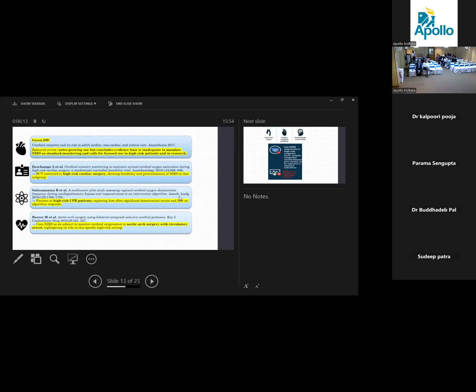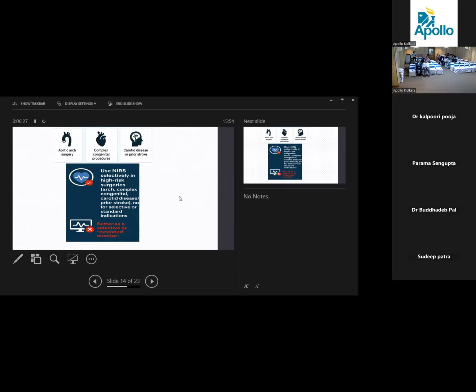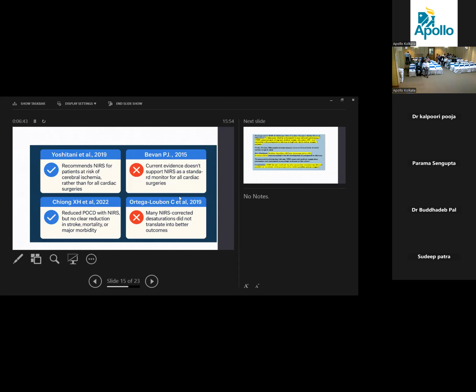Similarly, studies by Green et al., Deshem et al., Subramaniam et al., Harer et al., they all focus on high-risk CPB patients, exploring how often significant desaturation occurs and how an algorithm responds. Hence, it's needless to say that NIRS should be used as a selective or an extended monitor in high-risk cases like aortic heart surgery, complex congenital procedures, carotid disease, or patients having prior stroke.